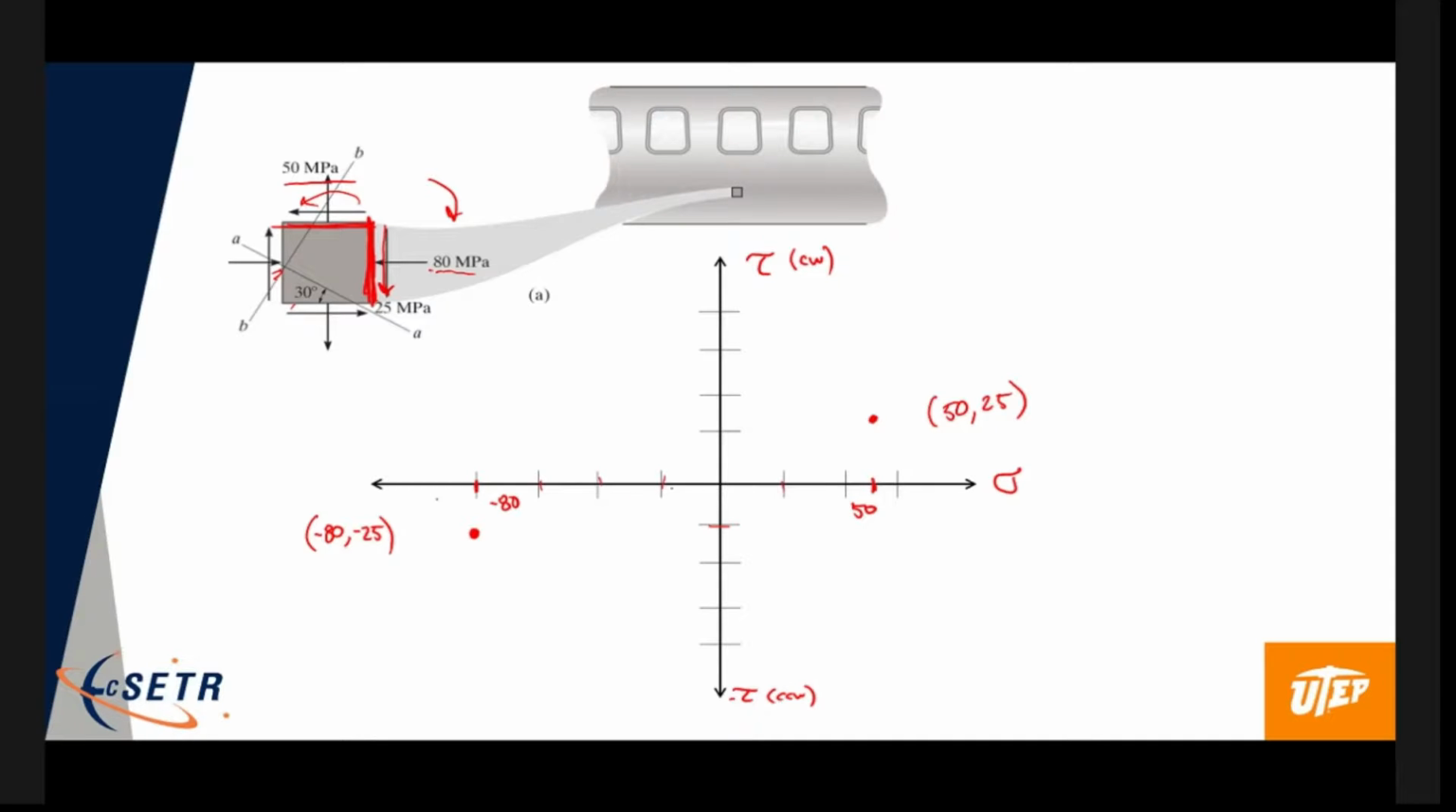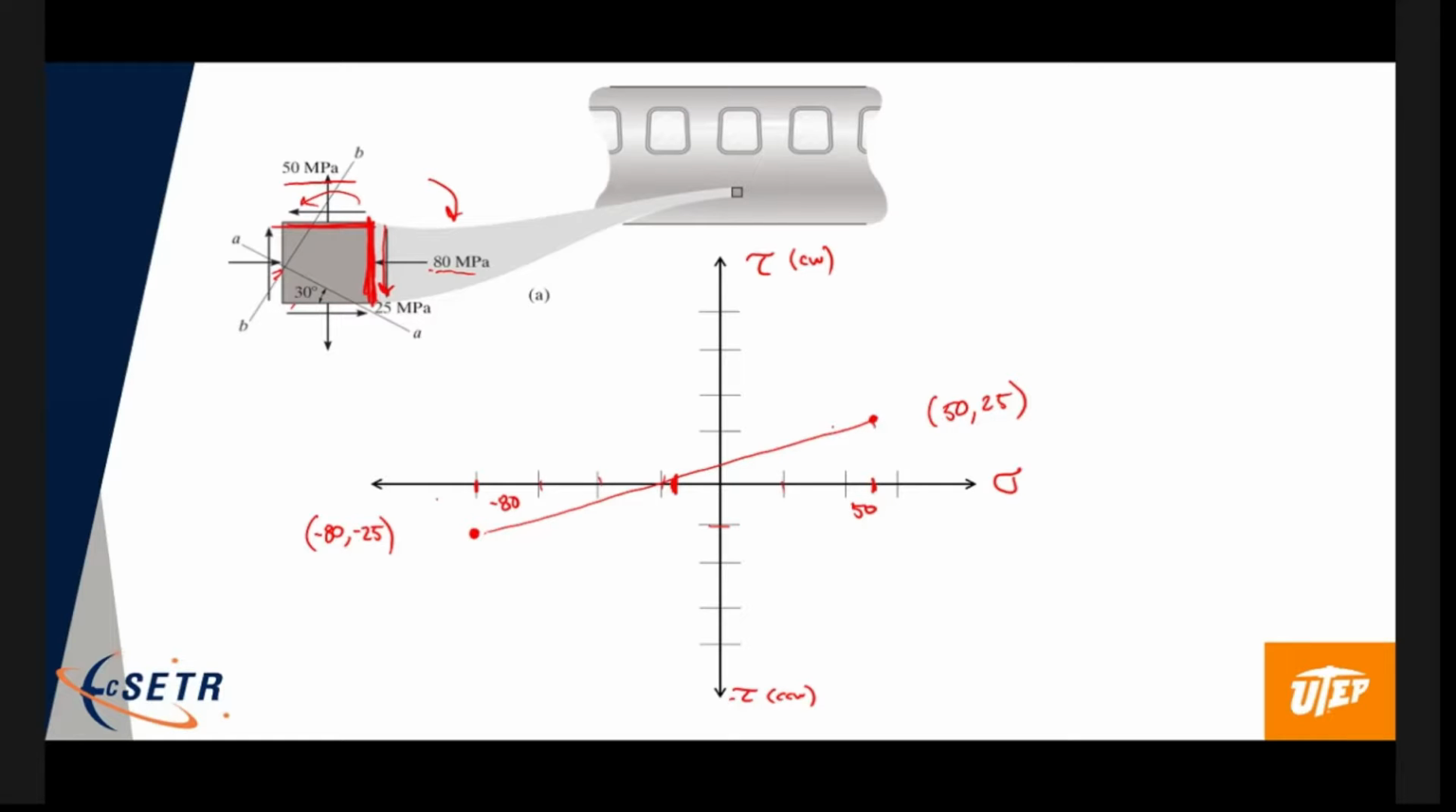The center point of the circle, we can draw the line that connects these. It's pretty easy to compute the mean of this. So minus 80 and 50, you add those together, you get minus 30. Half of that is minus 15. So the center point should be right here at minus 15, and then we can draw the circle.